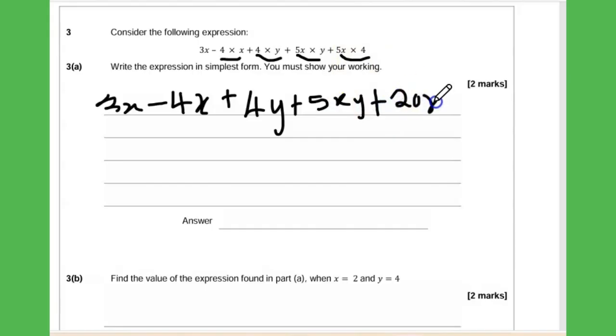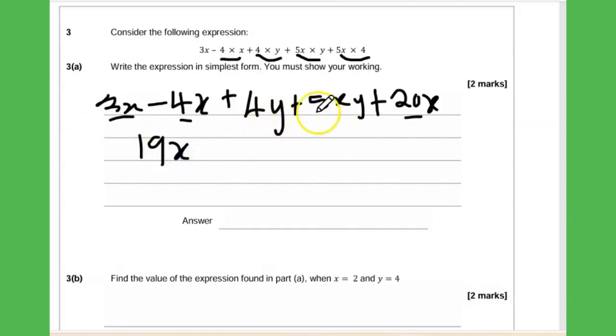And 5x times 4 will give us what? 20x. So let's collect all the like terms. We have 3x, we have 4x, we have 20x. They are like terms. So we can say 3x minus 4x to give us negative x. That is minus x. Then minus x plus 20x will give us 19x. Sorry, it's going to be plus 19x because it's minus 1 plus 20. So it's going to be 19x here.